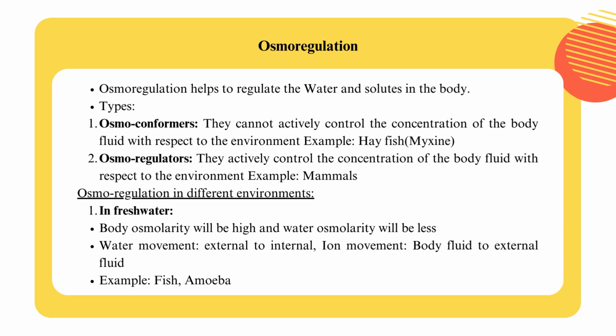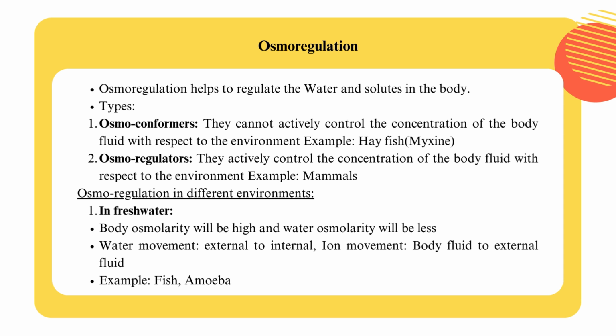Osmoregulation. Osmoregulation helps to regulate the water and solutes in the body. Types of osmoregulation. First type, osmoconformers. They cannot actively control the concentration of the body fluid with respect to the environment. Example: hagfish, myxine. Next one is osmoregulators. They actively control the concentration of the body fluid with respect to the environment. Example: mammals.